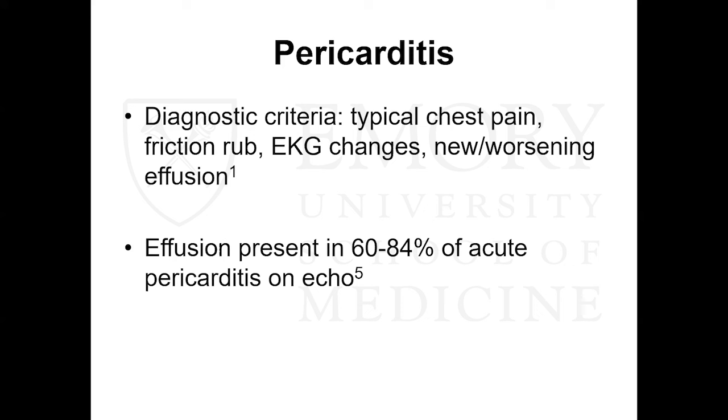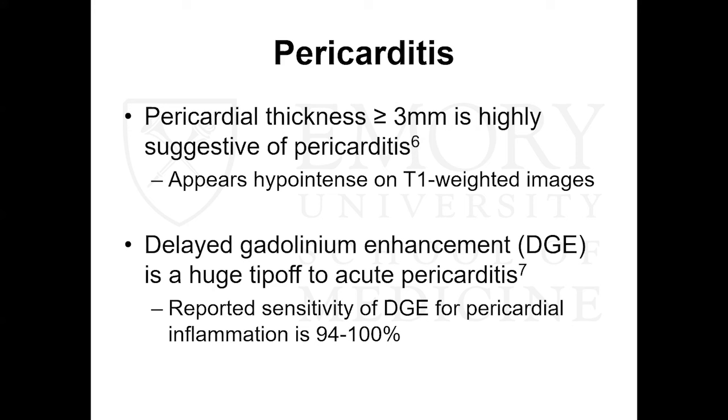And so in this way, it made me wonder, are there other things that we can use beyond just echo findings of an effusion that could potentially suggest pericarditis? So whenever we look at cardiac MR's role in pericarditis, pericardial thickness is a hugely important factor in diagnosing pericarditis. That inflammation that we see with the pericardial thickening, and that fibrosis and edema, can be seen whenever the pericardial thickness is greater than 3 millimeters. Like I said, it appears hypointense on the T1 weighted images.